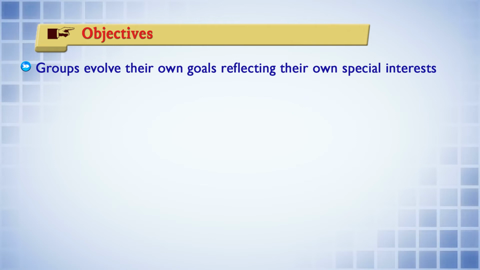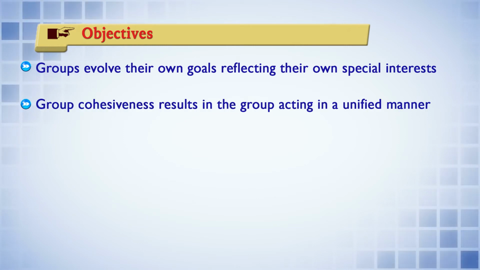Next, objectives. In informal organization, the group evolves its own goals, which reflect their own special interest. Because based on their own interest, own emotions, they join together. Therefore, they also develop their own goals. Cohesiveness results in the group acting in a unified manner.